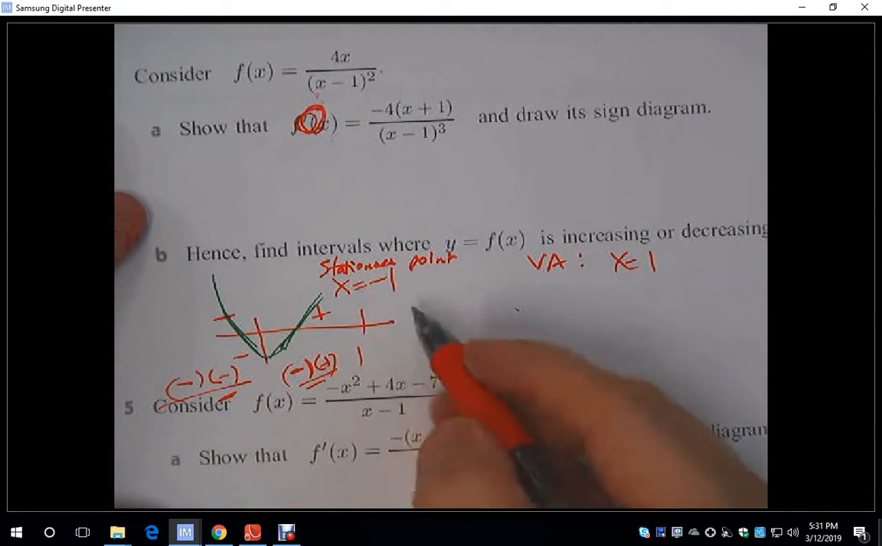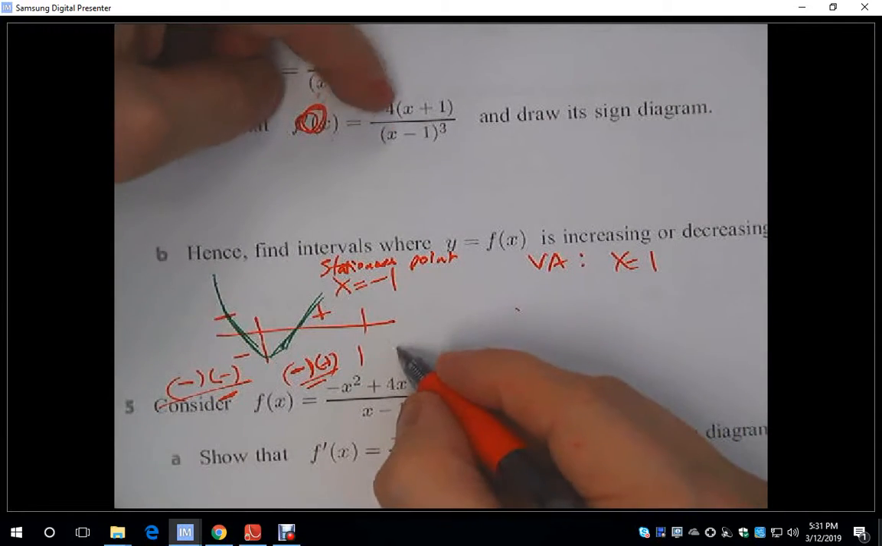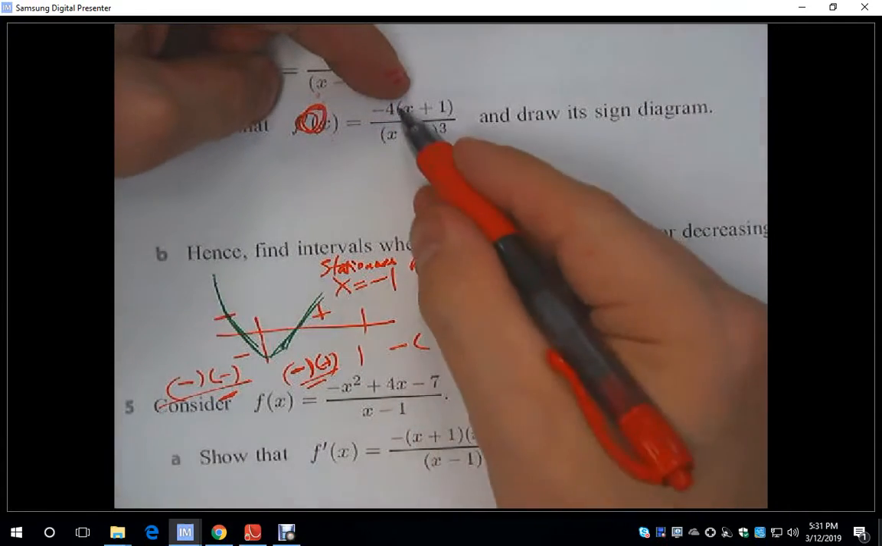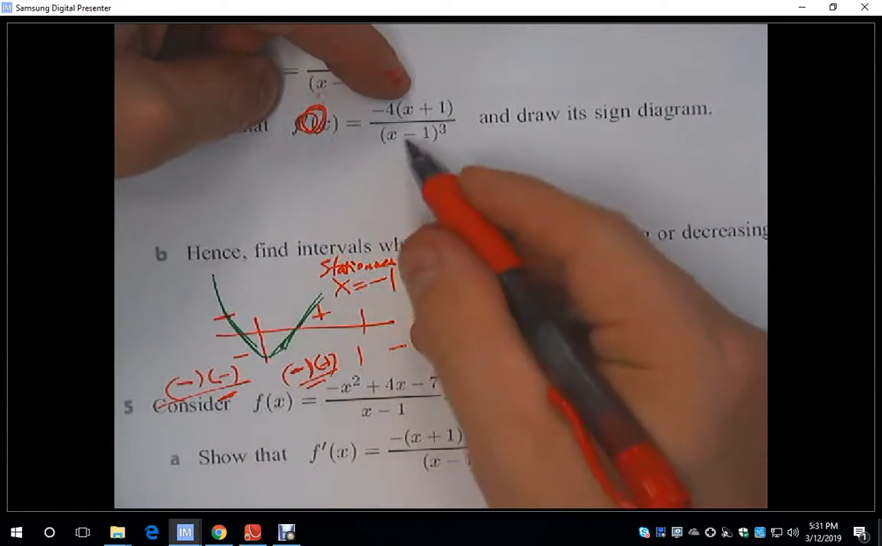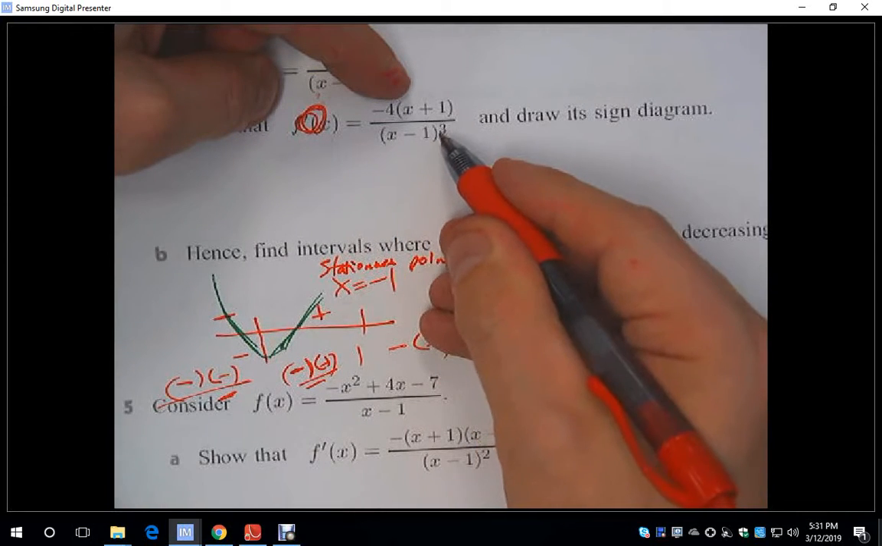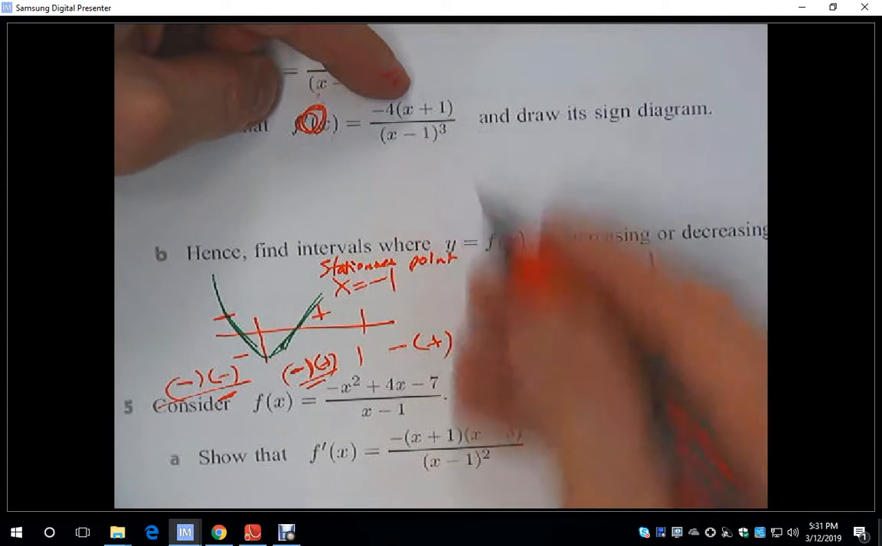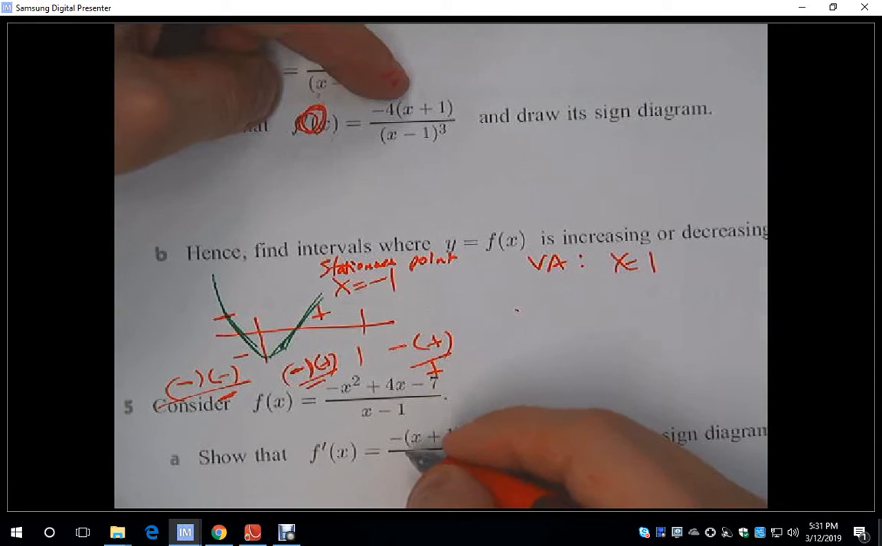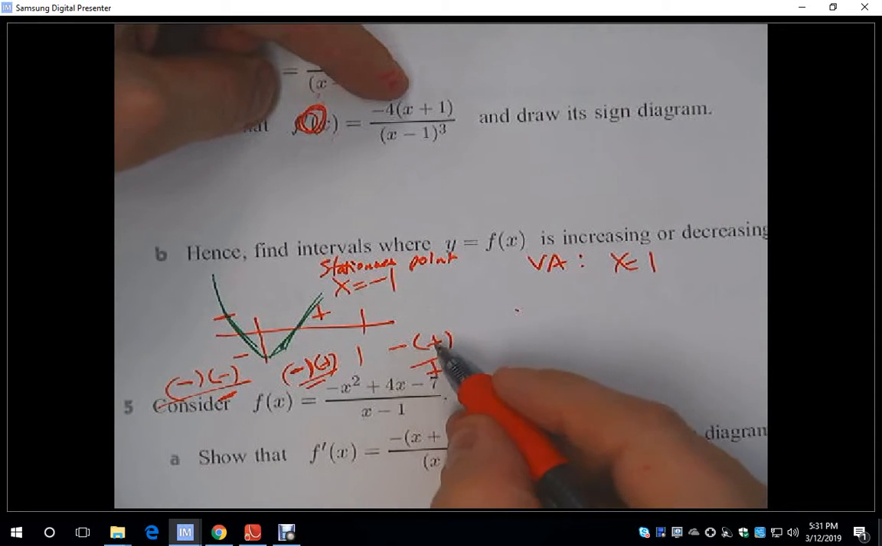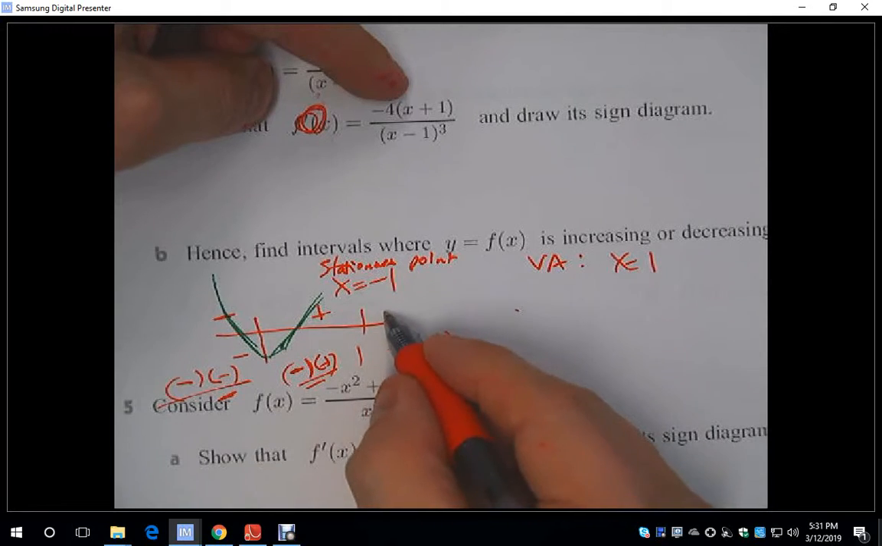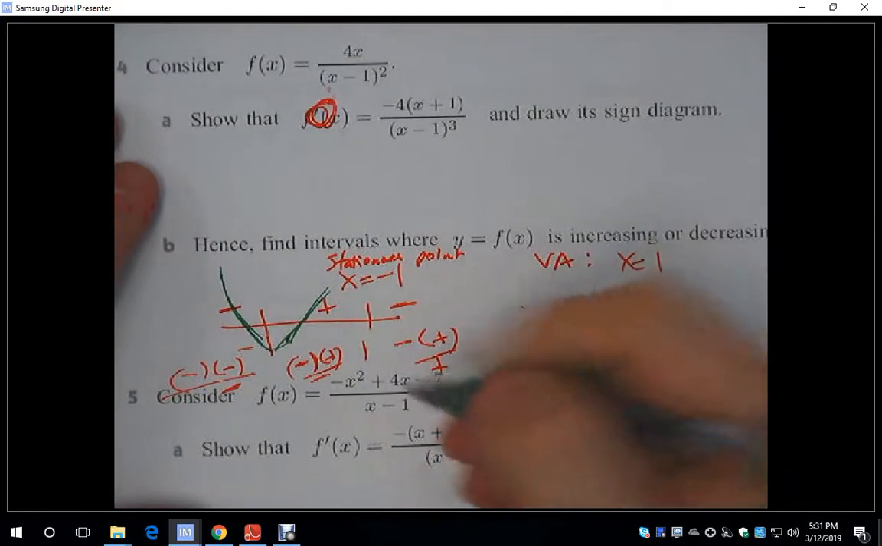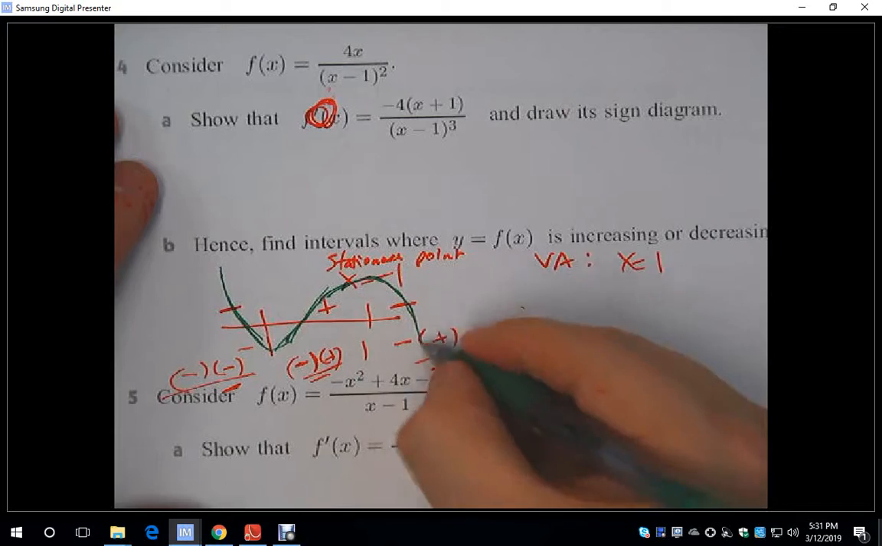Some number after 1, how about 10? So I have that -4, and then times (10 plus 1), that's positive. And then 10 minus 1, that's positive. And a positive number times a positive number times a positive number is a positive number. So I have a negative times a positive divided by a positive. That's going to give me a negative. So I have a negative on this side. So the graph is going to go down at that point.